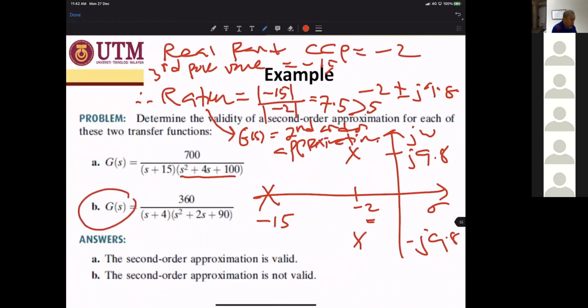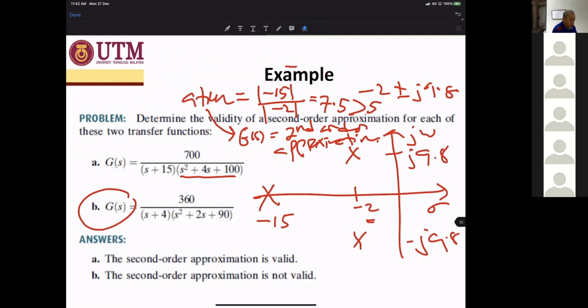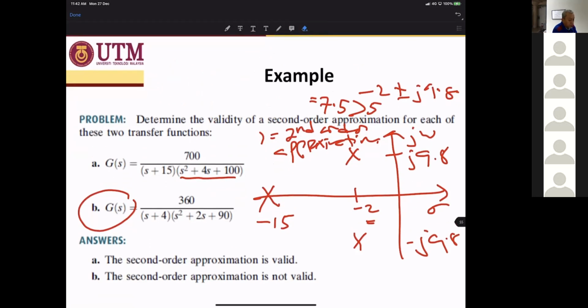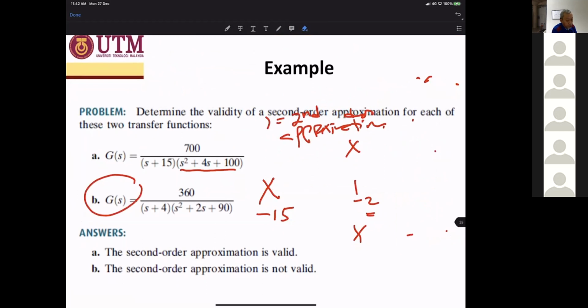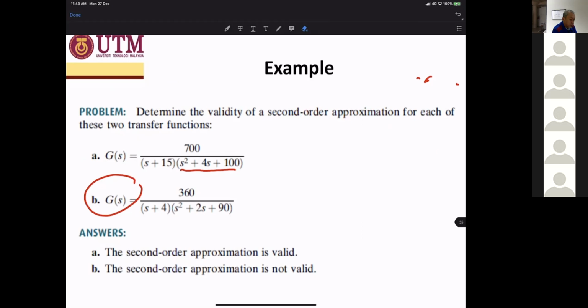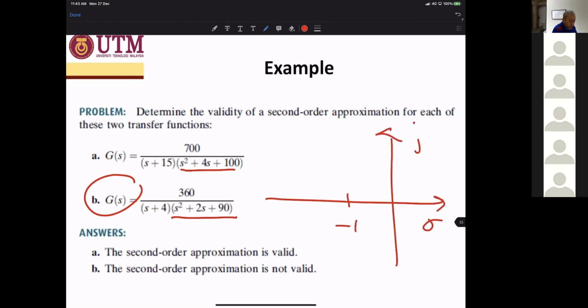Let's go to the second part with G(s). Okay, somebody help me to find these roots. -1 plus minus j9.4. And then the third pole is -4.